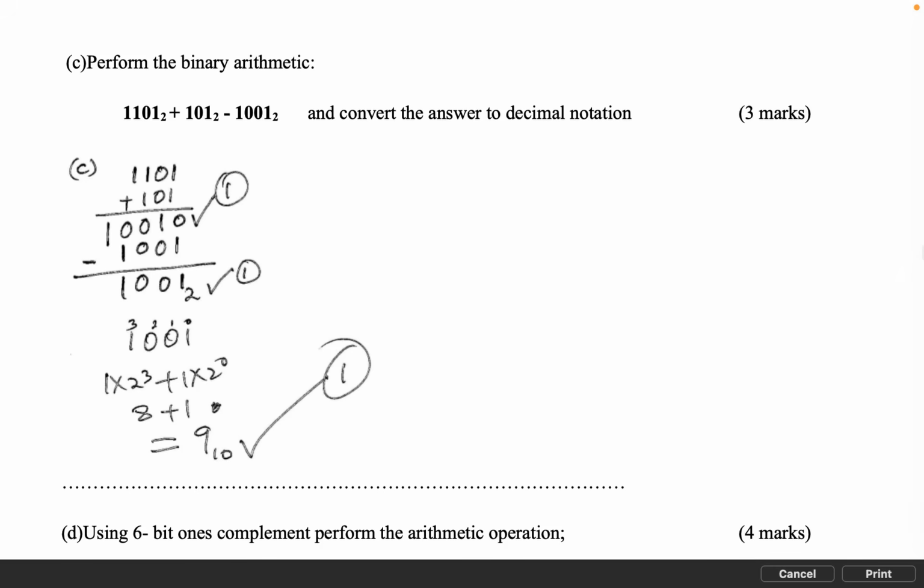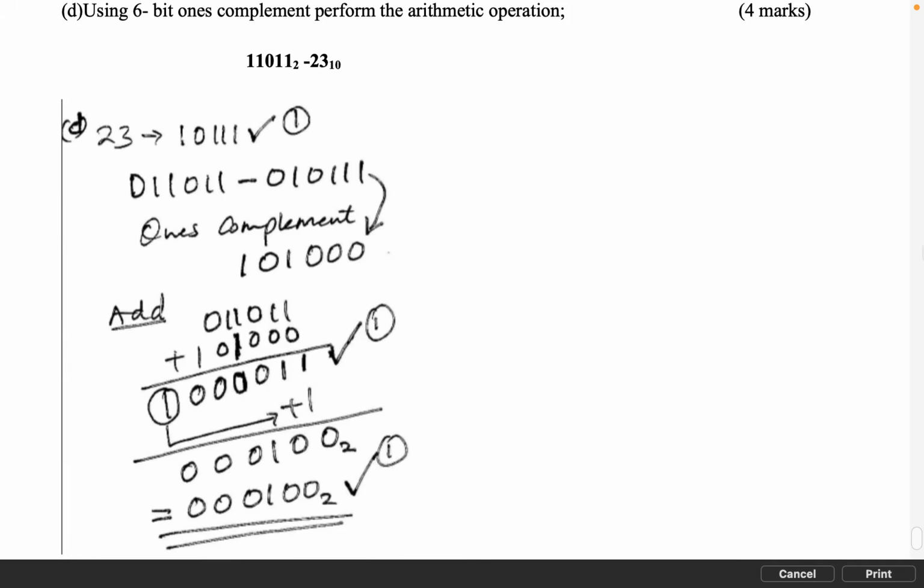C. Perform the binary arithmetic 11011₂ plus 101₂ plus 1001₂ and convert the answer to decimal notation, 3 marks. D. Using 6-bit 1's complement, perform the arithmetic operation, 4 marks.